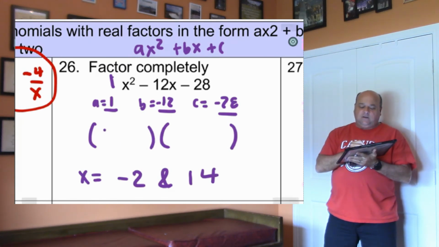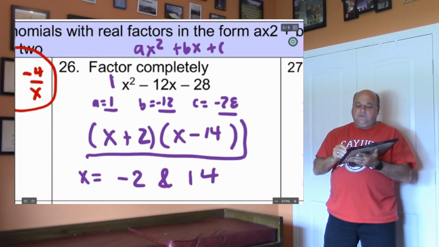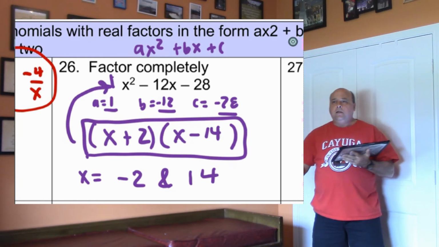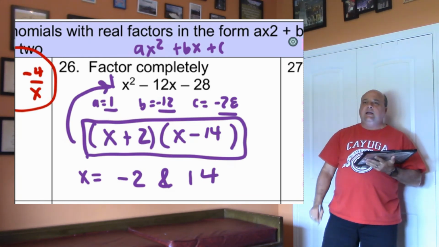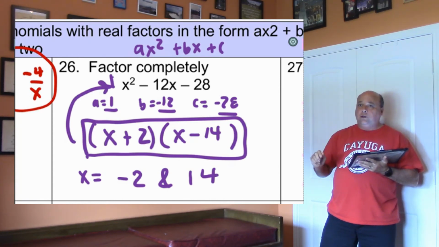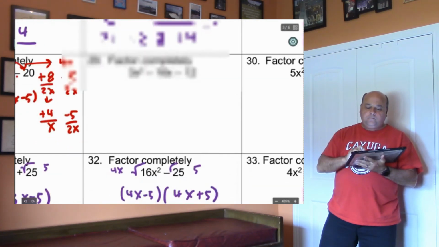What's the opposite of negative 2? Plus 2. What's the opposite of a positive 14? Negative 14. These are the factors of that polynomial, okay? It's about as easy as I could get it, okay? You've got to make sure that polynomial is in perfect order to do this. Let's go to number 20, or let's go to the one below it.